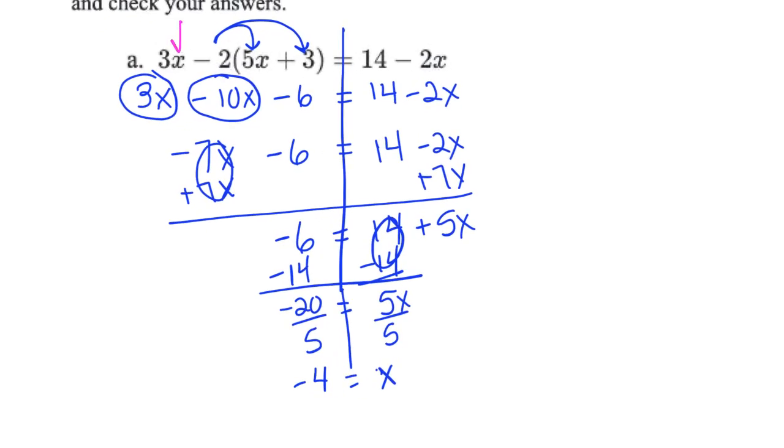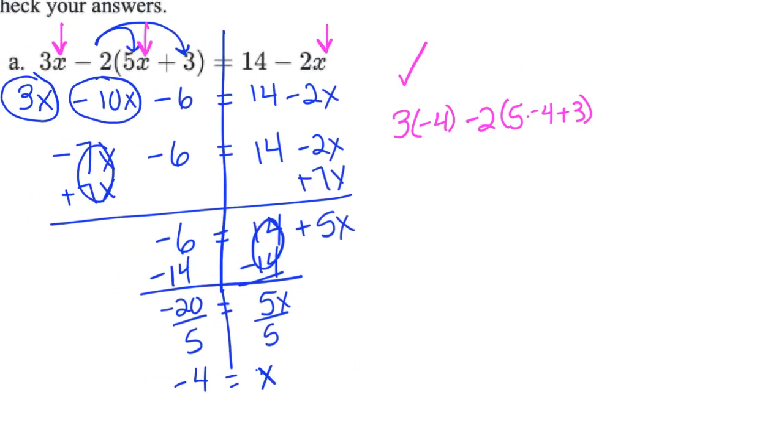In order to check that, I'm going to put a negative 4 in place of every x and see if I get the same value on both sides. So 3 times negative 4 minus 2 parenthesis 5 times negative 4 plus 3 parenthesis. Is that the same as 14 minus 2 times negative 4? You could plug this right into your calculator and see what you get, but you need to be really careful.